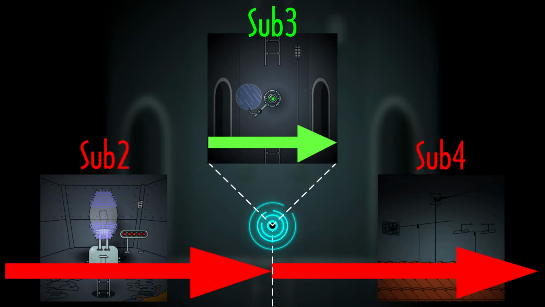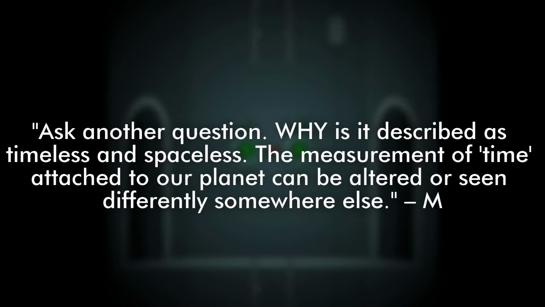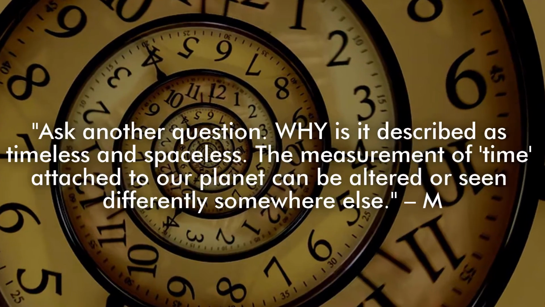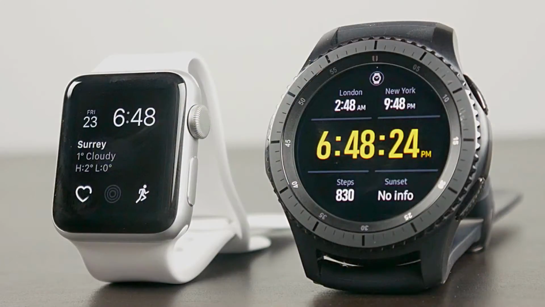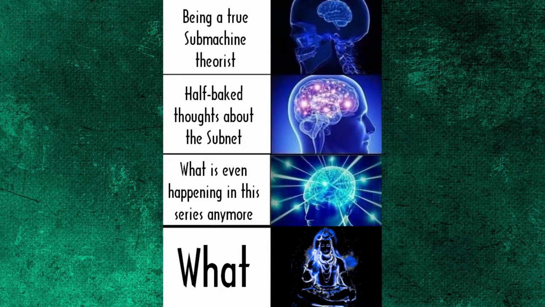And this thought is actually supported by Mateus himself in his forum post. Quote, "Ask another question. Why is it described as timeless and spaceless? The measurement of time attached to our planet can be altered or seen differently somewhere else," which as far as I'm concerned pretty much confirms that you have to consider different standards of time and space between the loop and the subnet. If you're having a hard time visualizing what I mean by all of this regarding shifts in time and space, I have an analogy.